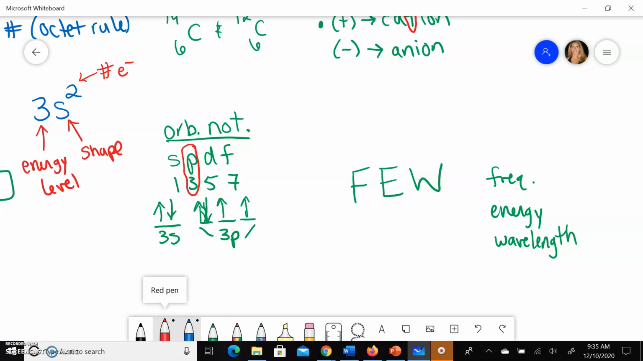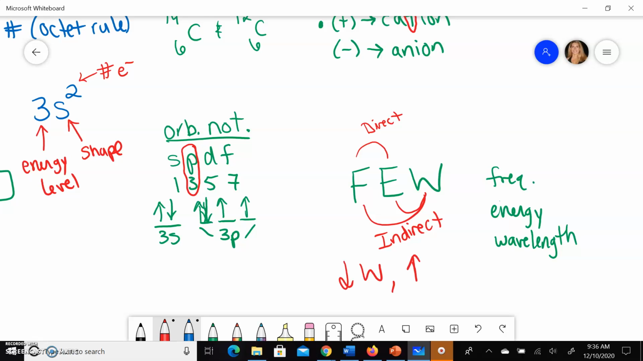You also need to know the relationships between these. So remember, F and E look kind of similar. They're almost the same letter except for that little line at the bottom. So these are a direct relationship. So if one is high, the other one is also high. If one is low, the other one's also low. But wavelength is inversely related to both of these, or indirect. So if wavelength is low, it means you have a high energy or high frequency. So on your electromagnetic spectrum, it tells you how long the wavelength is. It tells you one side is a short wavelength and the other side is a long wavelength. You need to know that the longer the wavelength, the lower everything else is. So a low wavelength would mean a high frequency and energy. And that's it for the first chapter.